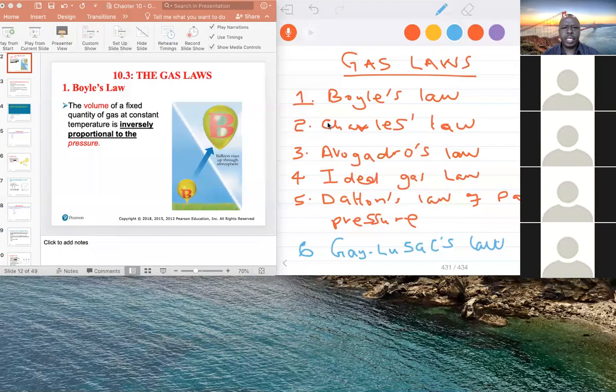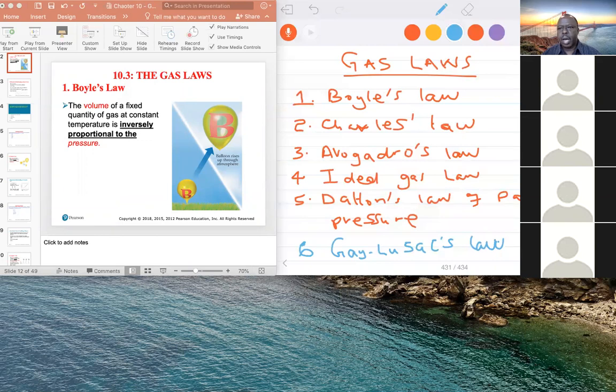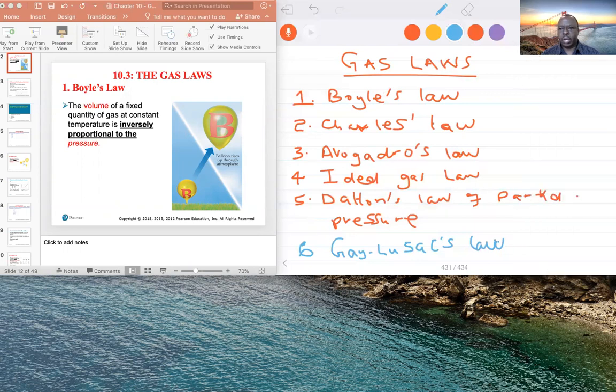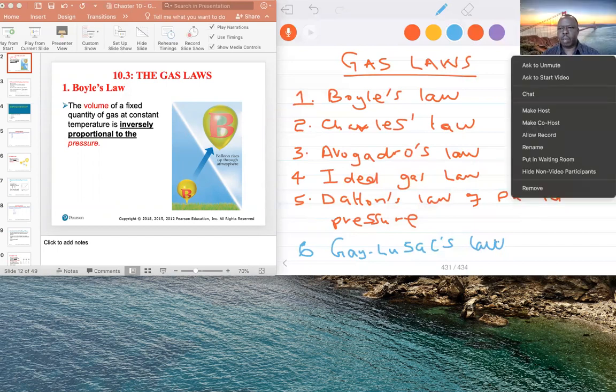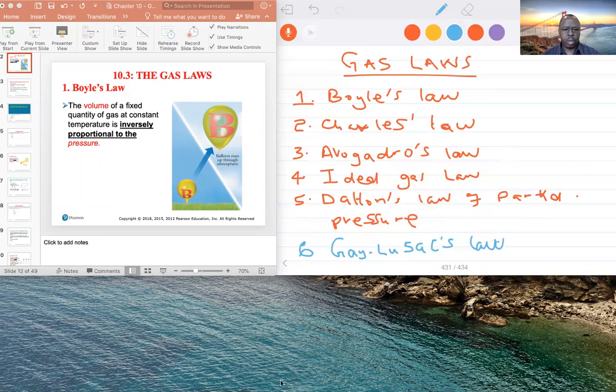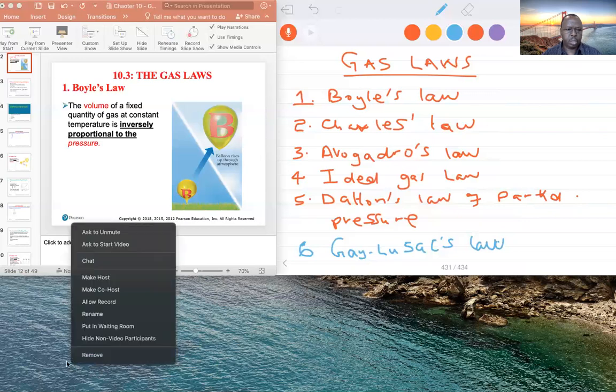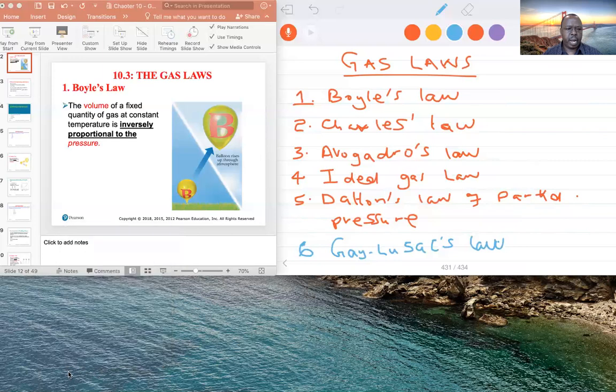I just want to get started with our lecture, and allow me to share my screen here so that you can see my whiteboard. This is a chapter which I know you covered in chapter 10, in Introduction to Chemistry. You should have seen it in Intro to Chemistry, which is something you probably covered last semester.